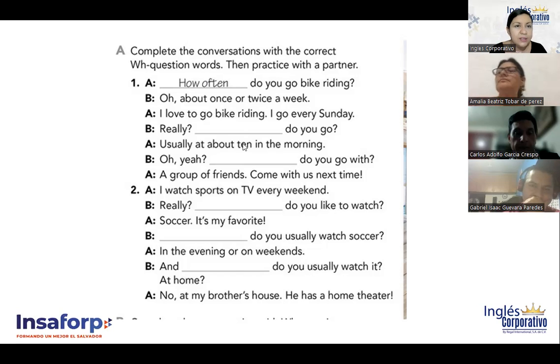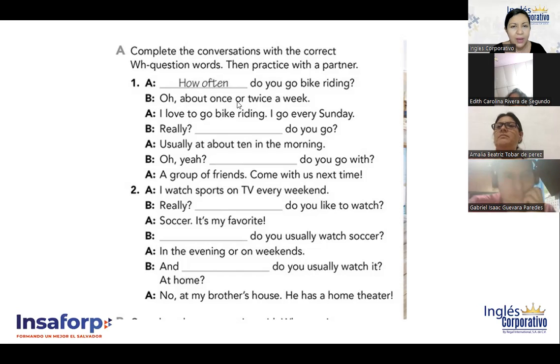Okay. So complete the conversations with the correct WH questions. Number one: how often do you go bike riding? Oh, about once or twice a week. I love to go bike riding. If you notice, when we have the verb love, like, dislike, we have to use to to mention the other verb. Or you can use the ing form. But in this case, it's using to. I love to go bike riding. I go every Sunday. Really? When did you go? That's correct.